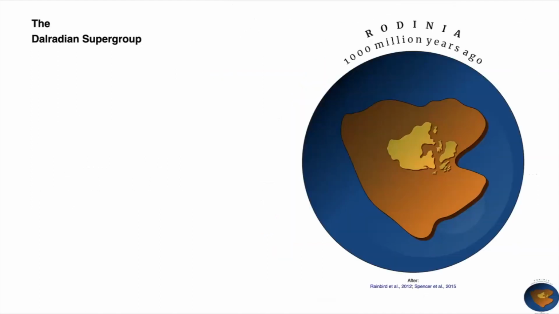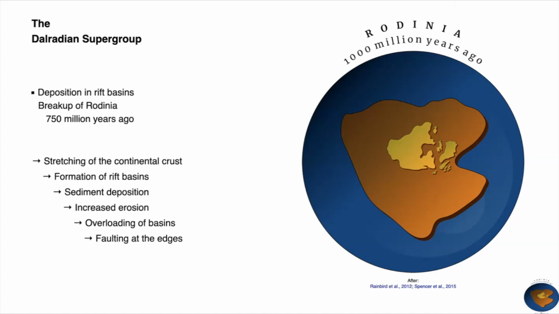The Dalradian supergroup was originally deposited as sediments into a series of rift basins associated with the Breakup of Rodinia. As continental masses were separating from each other, the continental crust was pulled apart. This created a series of basins that were gradually filled with sediments carried by rivers from the neighboring areas. As the surrounding landforms were eroded and more material was added, the load of sediments increased. Faults developed at the margins of the basins, and the basins began to sink in a process called basin subsidence.